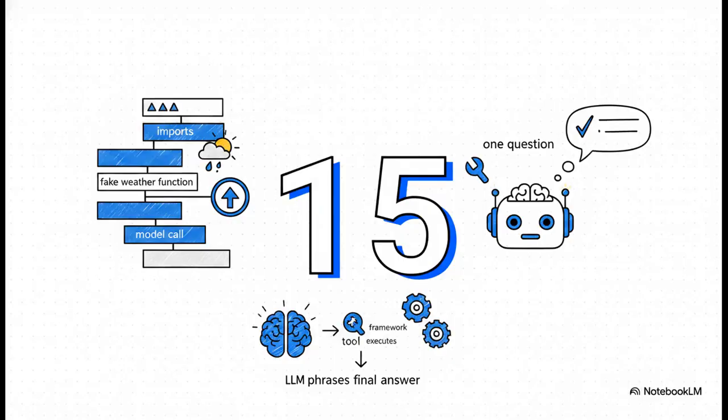15. That is the exact number of lines of Python code it takes to build that entire working agent we just described. 15 lines. You've got 3 imports, 1 fake weather function, 1 model call, 1 agent, 1 question, and boom, 1 perfectly formatted answer. The LLM decides to call the tool, the framework executes it, hands the result back, and the LLM phrases the final answer. That right there is the so-called magic of LangChain in action.